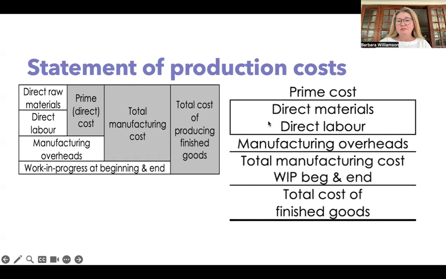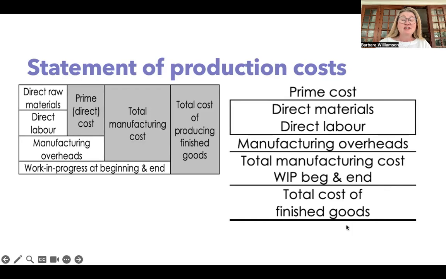You can see the direct materials and the direct labor are added together to get prime costs. Manufacturing overheads are then shown after that. You'll very often have notes for these items. It is also possible to show them on the face of the manufacturing statement, but usually it gets a little bit tricky if there's a lot of numbers, so very often they're given as notes instead. And then you can see your total manufacturing cost, adjusted for work in progress to give you the total cost of finished goods.